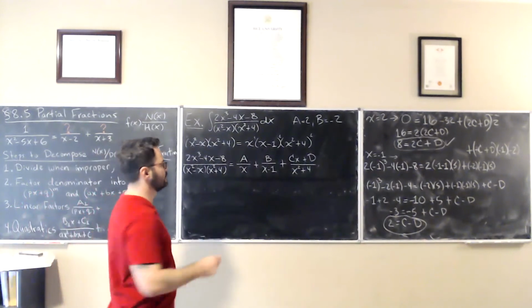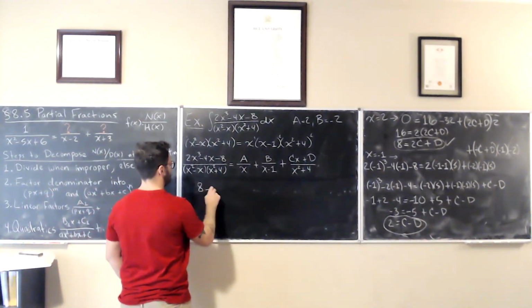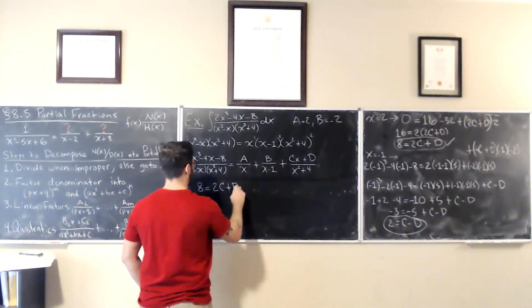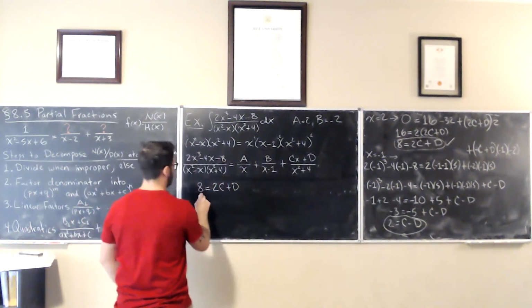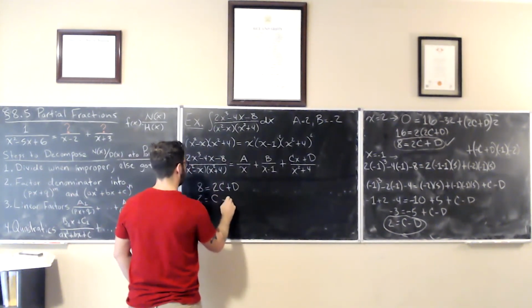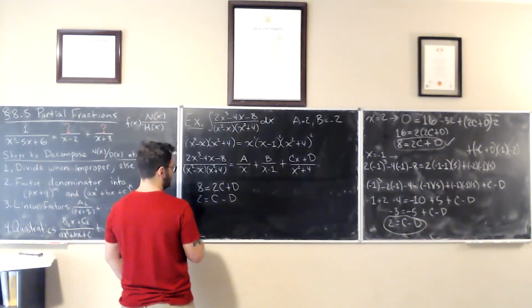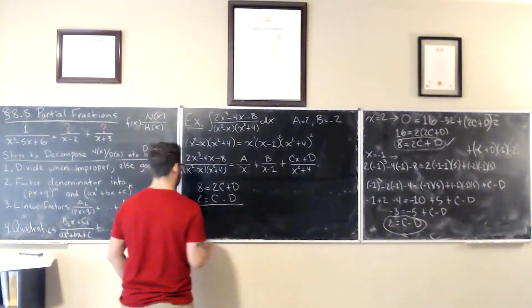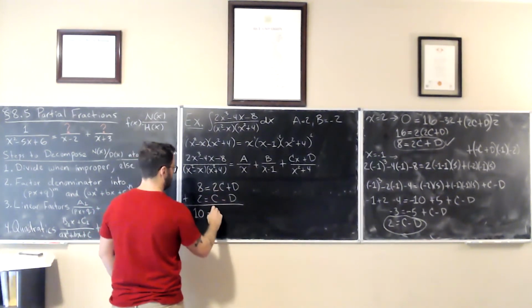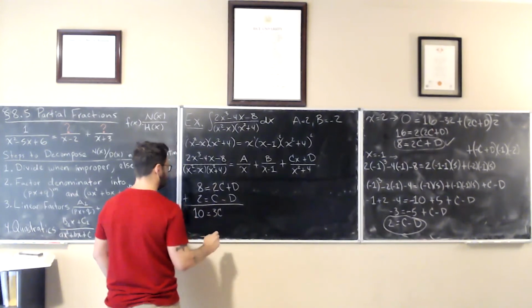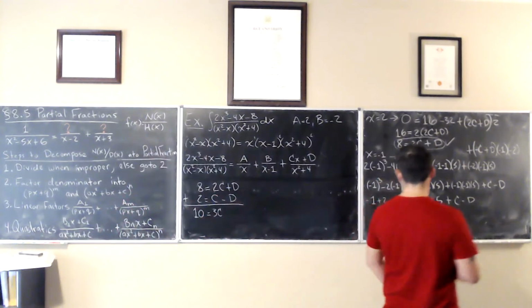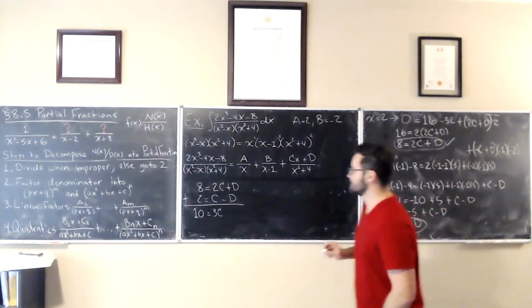And how do we do that? Well, A is equal to 2c plus d, and 2 is equal to c minus d. So I can just add these together now. 8 plus 2 is 10. And then we have 3c. Is that correct?